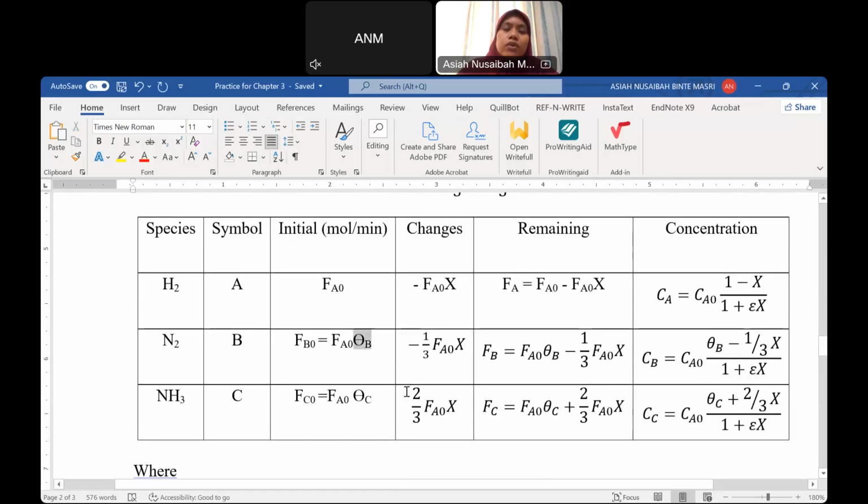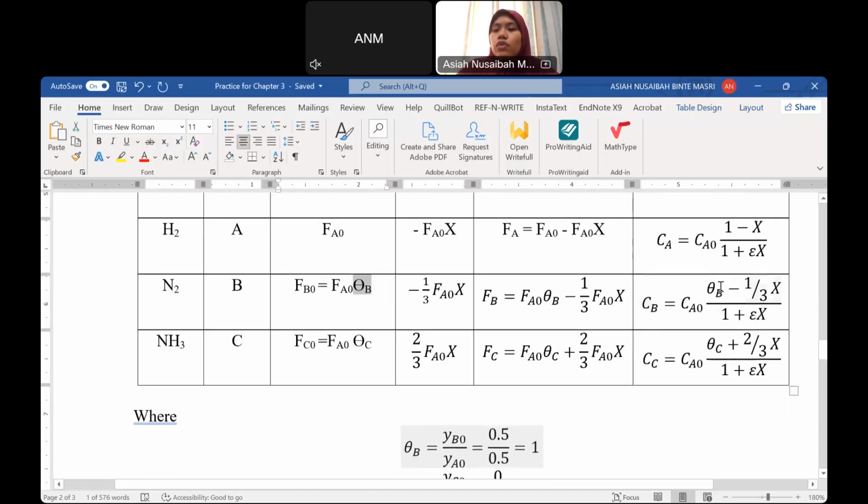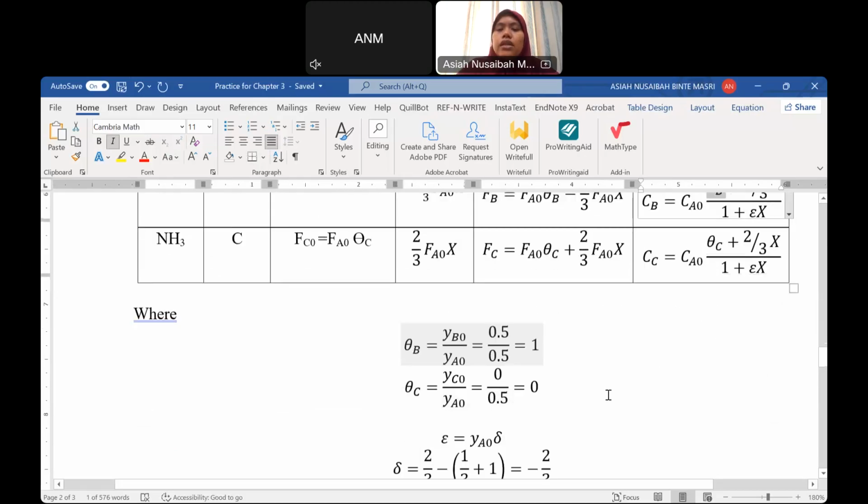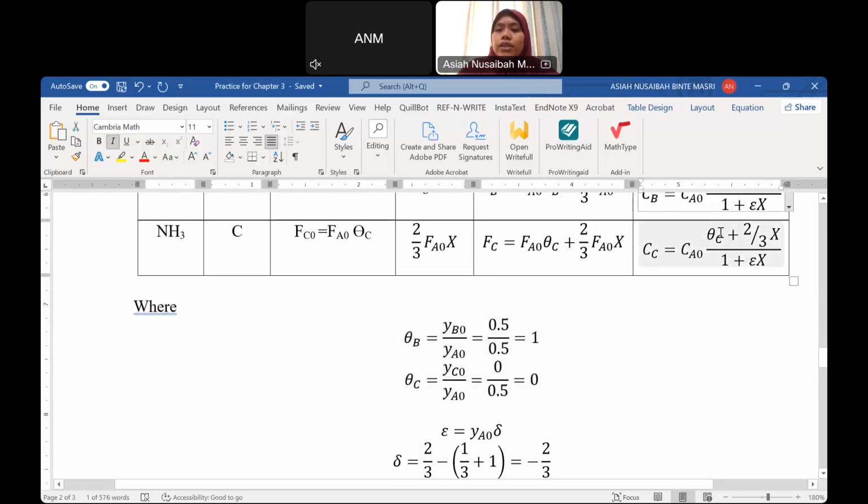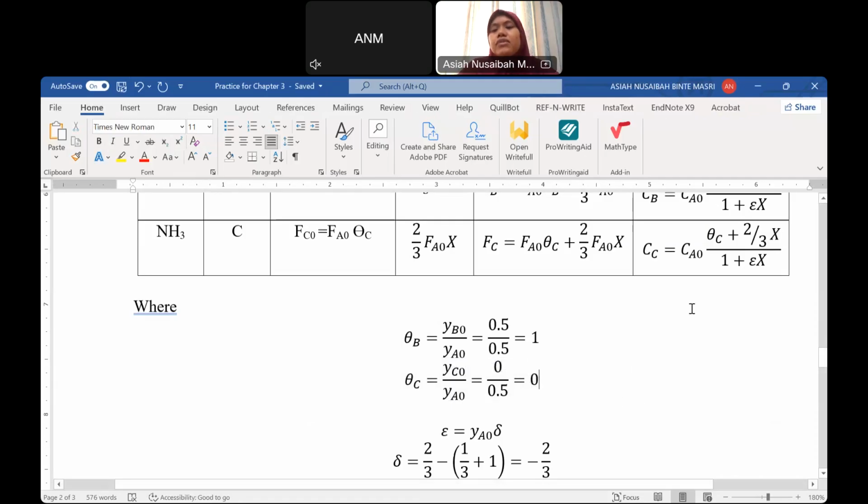That means we can replace for this part, also for this part, because later on we have to solve the concentration. So this column is important. And then theta C, because we have theta C here. Theta C is equal to what? Theta C equals mole fraction of C initially over mole fraction of A initially. In the paragraph, it didn't mention that the product is there initially. So y C naught automatically will become 0, and 0 divided by everything we got 0.